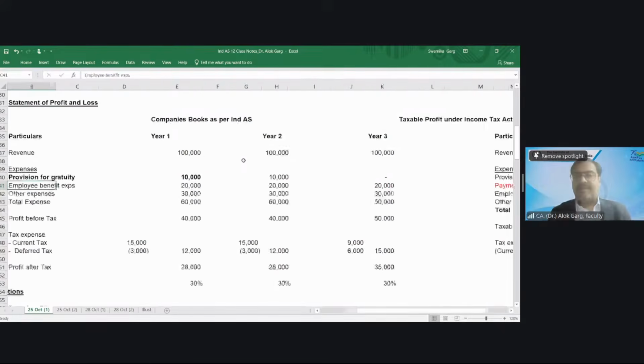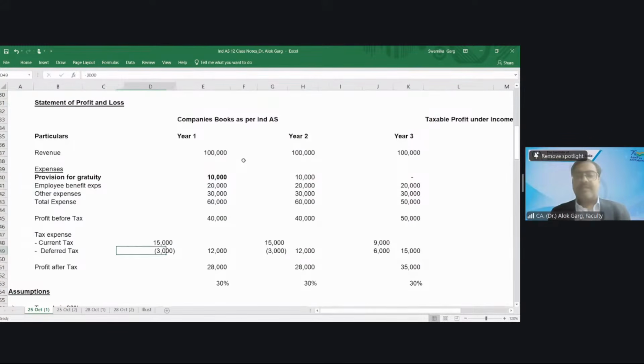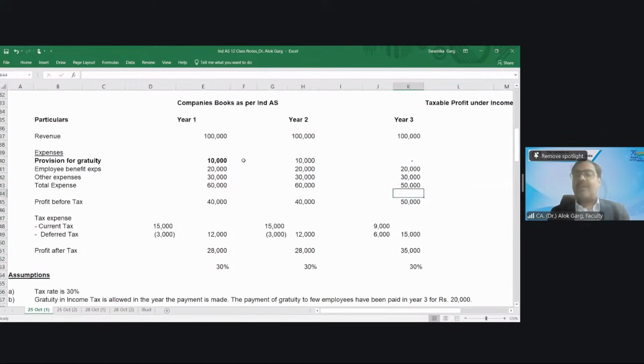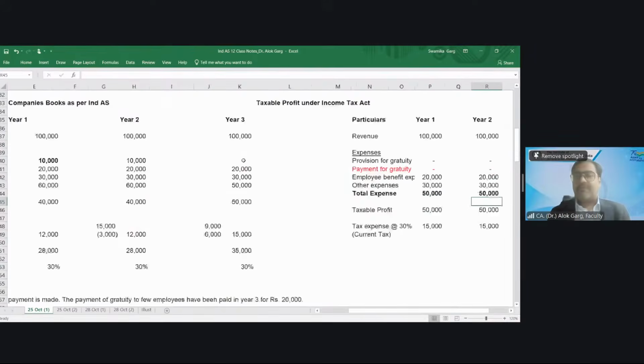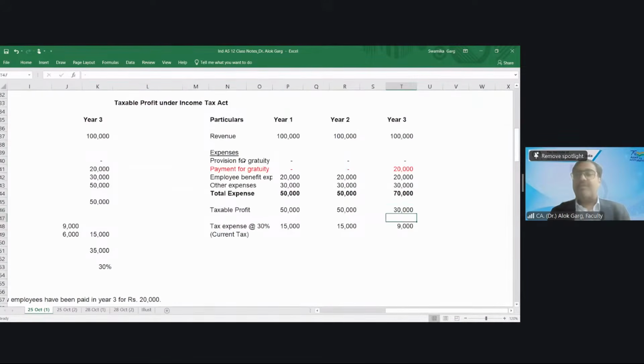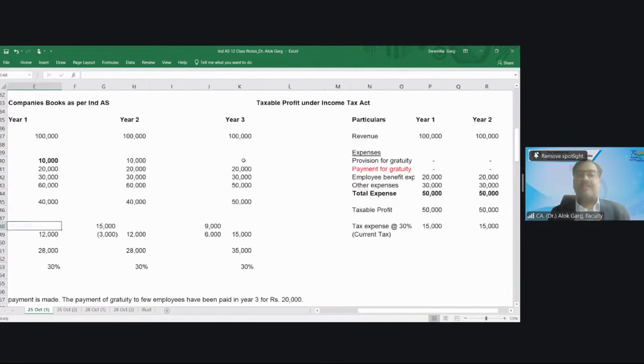Here you can see in the current year, the current tax is 15,000, the deferred tax is 3,000, and the total tax is 12,000. In the second year, the same thing is there, because this is an exact cut, copy, paste P&L. What happens in the third year? Your accounting profit is 50,000, but your tax profit is only 30,000. So the current tax provision in year 3 is 9,000 only.